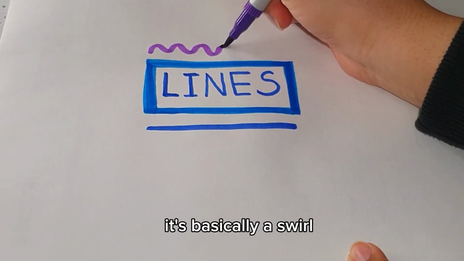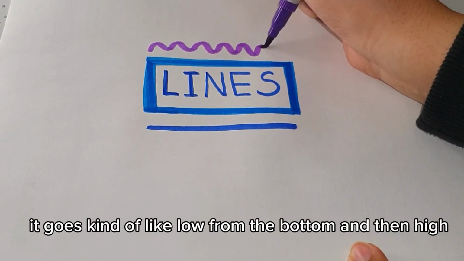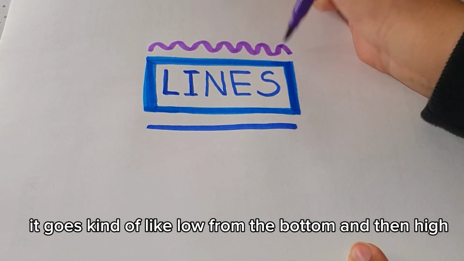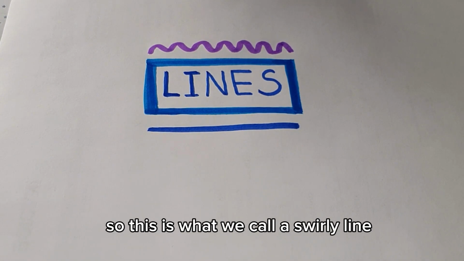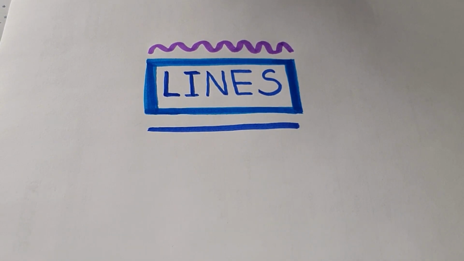The next line is called a swirly line. It's basically a swirl. As you can see, it goes low from the bottom and then high and then goes low back again. So this is what we call a swirly line.